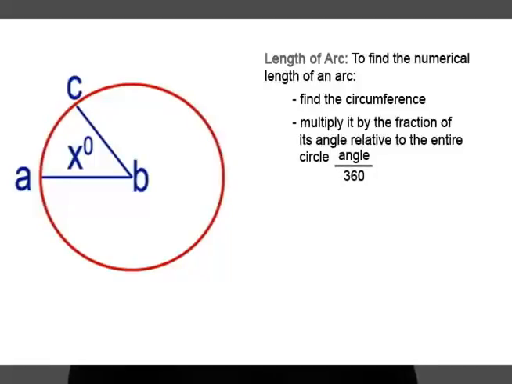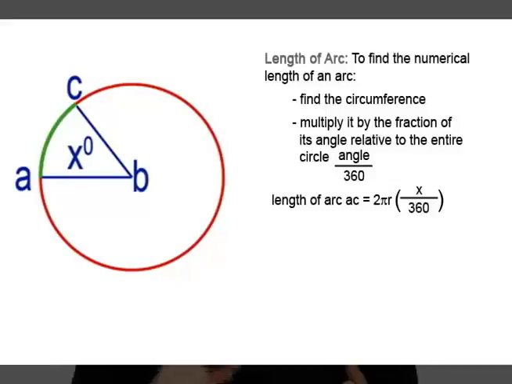So in our example, the length of arc AC is simply the entire circumference, 2 pi r, times this ratio, or this percentage, of what angle x is to the entire circle, which is 360 degrees. So to find the actual numerical length of our arc AC, all we need to know are the radius of the circle and the value of angle x, how big of an angle we are actually talking about.